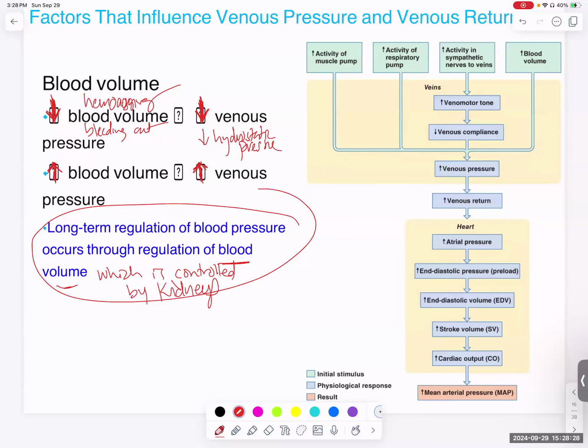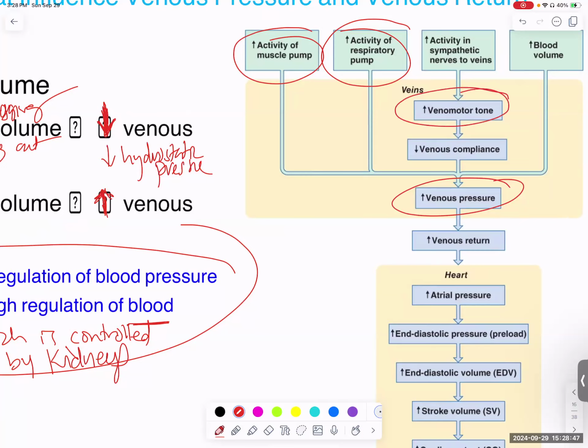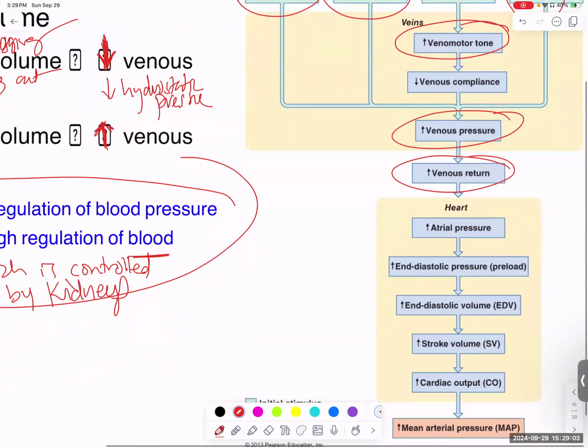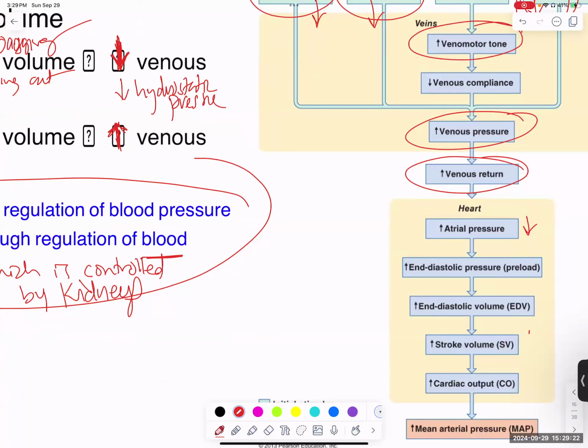So kidneys are controlling. So if we're looking at this diagram, muscles contracting, diaphragm and abdominals contracting, those are going to squish the veins. So that increases pressure. If you have epinephrine, norepinephrine, making the smooth muscle contract in the veins, that's also going to create more venous pressure. If you increase the amount of blood in the system, increase blood volume, it's going to increase venous pressure. It's going to increase return back to the heart. On the flip side, if there is a decrease in blood volume, it's going to end up decreasing pressure. And that is ultimately going to affect cardiac output.